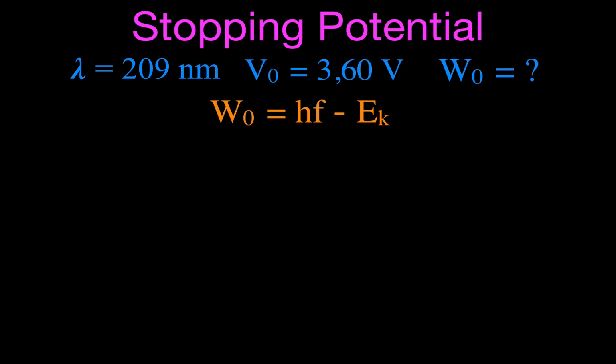And this is the equation we said we're going to use. The work function is going to be equal to the energy of the light, Planck's constant times the frequency, minus the kinetic energy. What's left over after that is the work function.